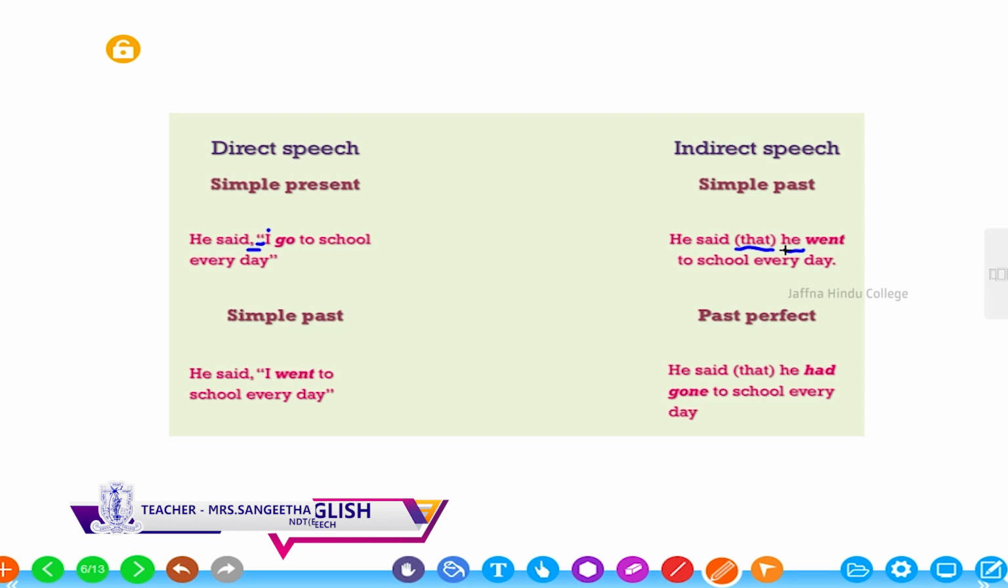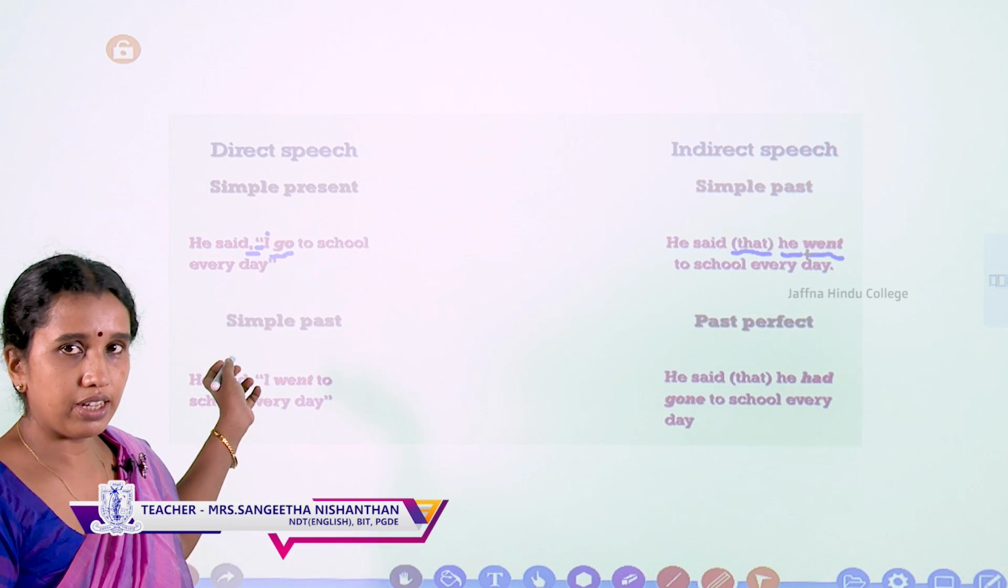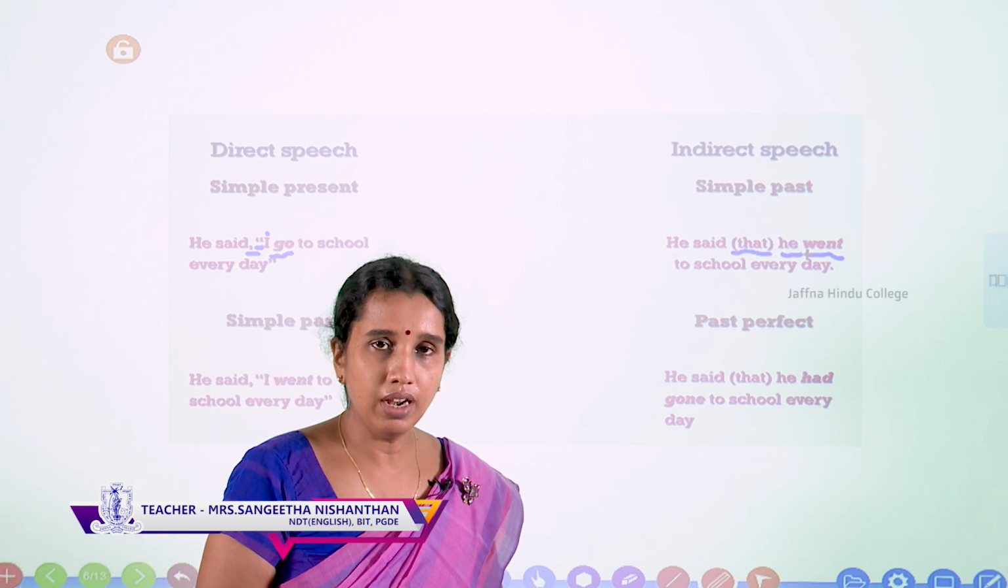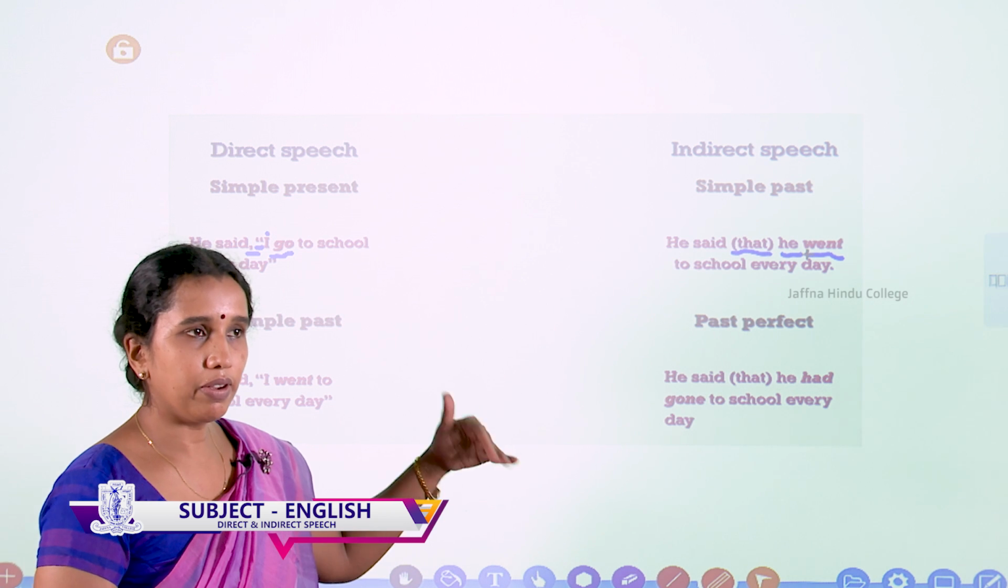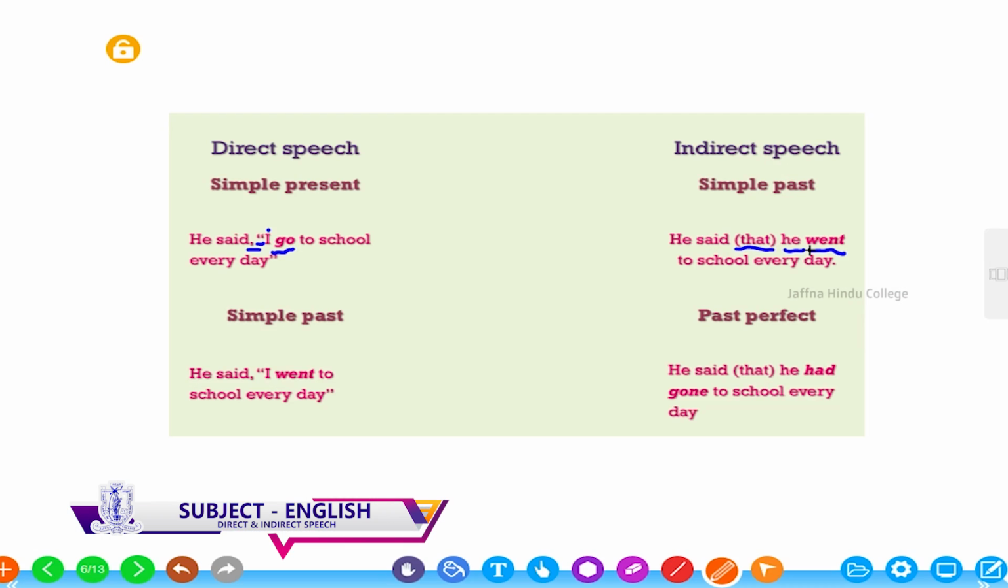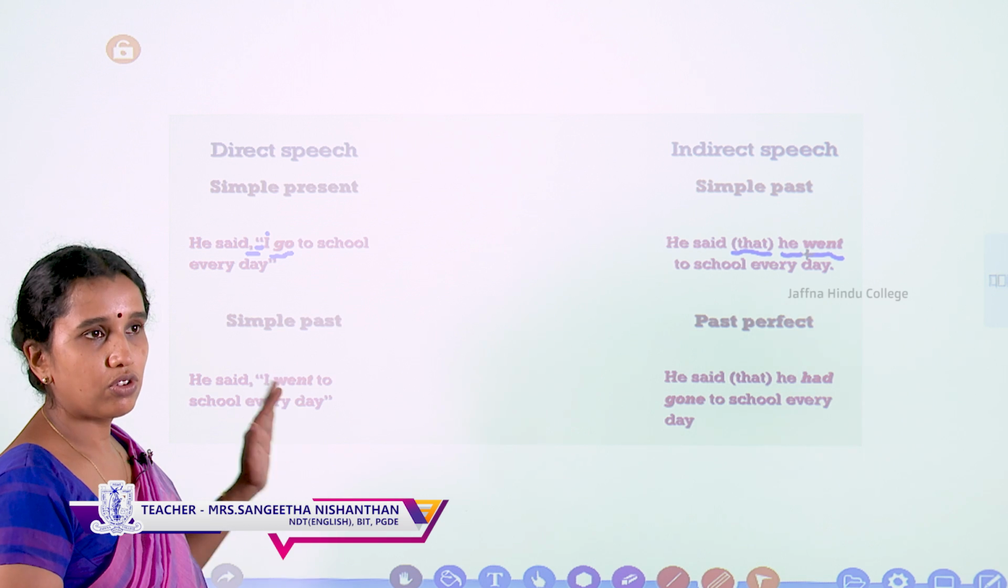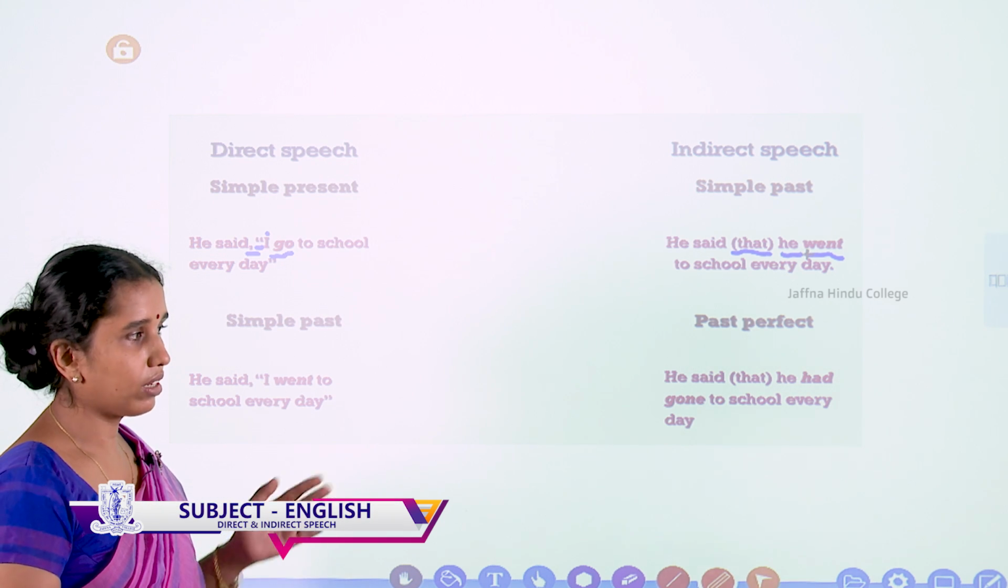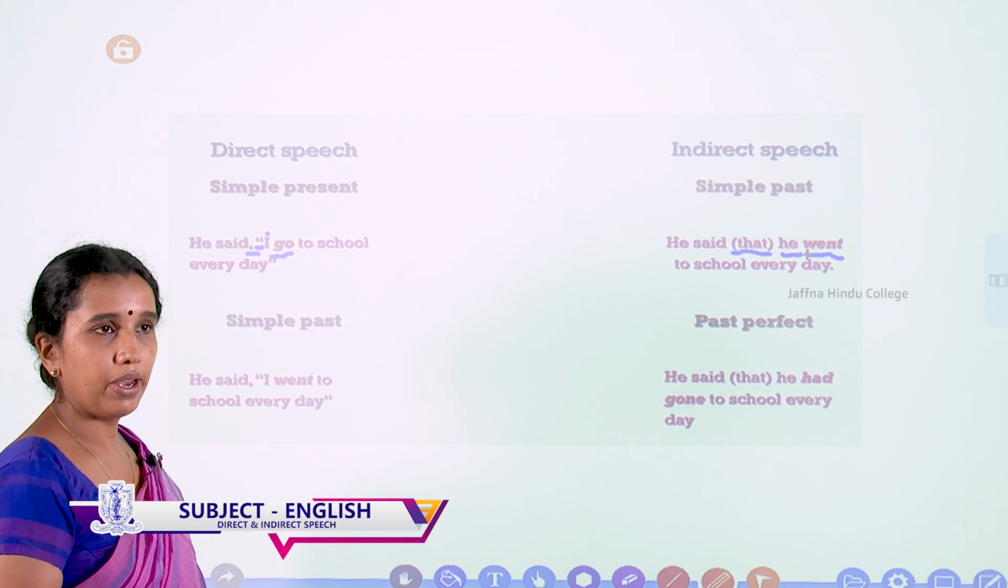Went, it is in the present tense, so we should change it into the past tense. The past of go, went. To school every day. Now the simple present tense changes as simple past tense. When you go through word by word, it automatically changes the tense. Simple past, he said, "I went to school every day." I used the same examples for your convenience. It will be easier to compare with one another.